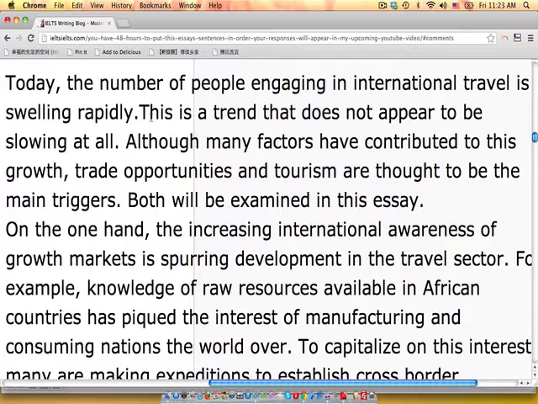So the essay reads, "Today, the number of people engaging in international travel is swelling rapidly. This is a trend that does not appear to be slowing at all. Although many factors have contributed to this growth, trade opportunities and tourism are thought to be the main triggers. Both will be examined in this essay." Okay, that's the end of the first paragraph.